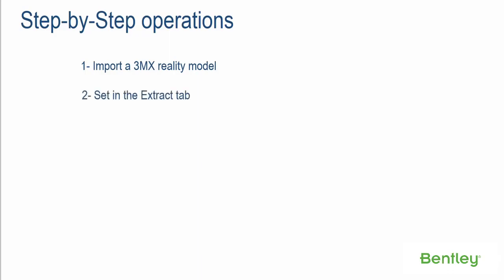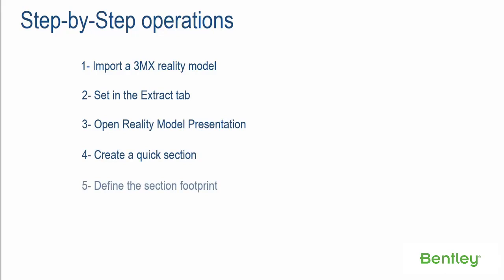Step 2. Set in the Extract tab. Step 3. Open reality model presentation. Step 4. Create a quick section. Step 5. Define the section footprint. Step 6. Adjust the setting to display an area of interest.